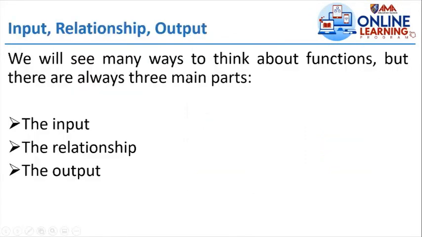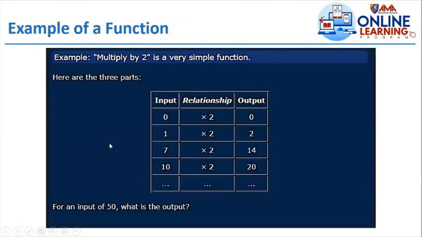Okay, so we will see many ways to think about functions, but there are always three main parts. So we have the input, the relationship, and then the output. So yun kanina yung nakita natin na hindi siya function because of the input natin na -5. Kumbaga nag 2 times si -5. Nag-connect siya kay 9 at saka kay 3. Ayan. So this is an example of a function.